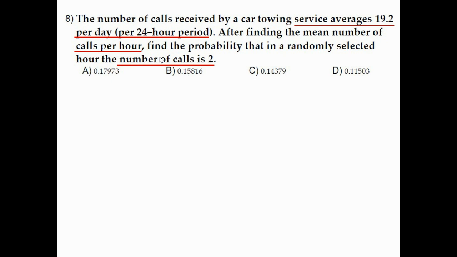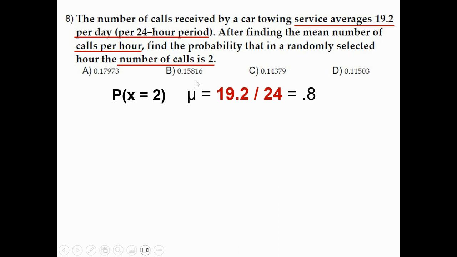Sometimes the time interval changes. What is he asking me? After finding the mean, he says, find the probability that in the selected hour, the number of calls is exactly 2. There's 2 calls. X is 2. I'm taking the mean number of calls per day. Since there are 24 hours in a day, 0.8 is the mean per hour.